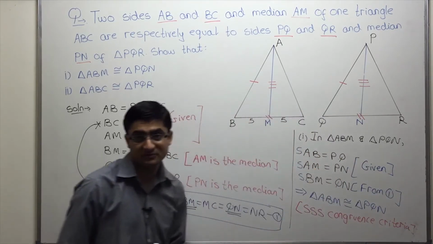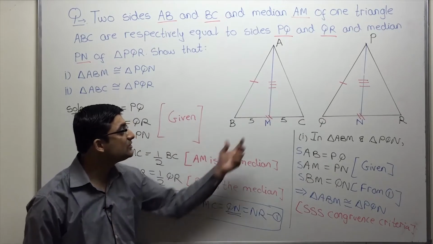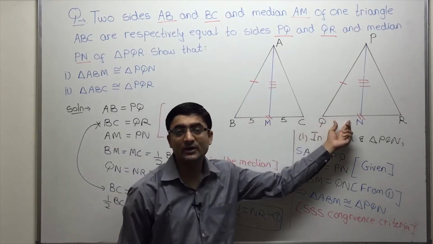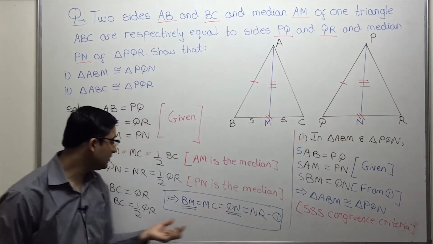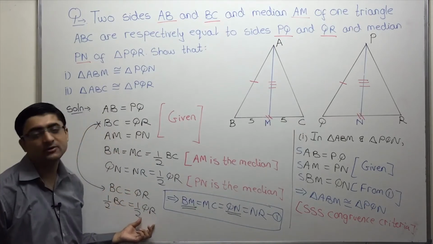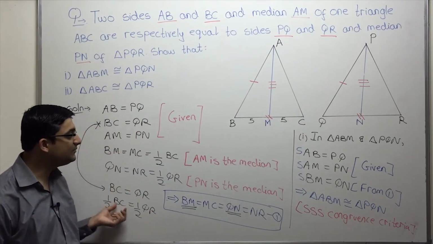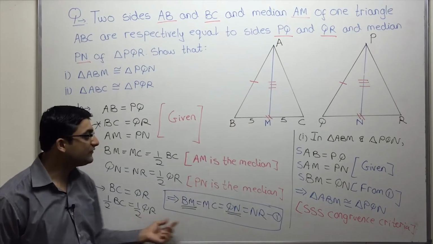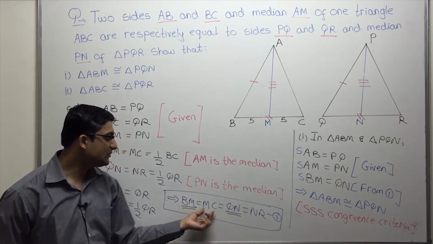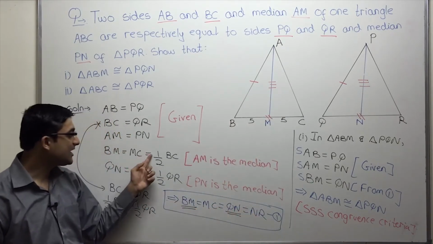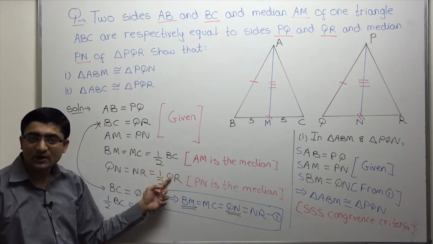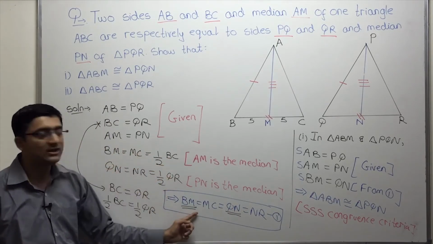So we're done with the first part. The very important thing in this question is proving BM is equal to QN. How do we do it? BC is given equal to QR. So half of BC will equal half of QR. Half of BC is BM, and half of QR is QN. So BM is equal to MC is equal to QN is equal to NR. All these four things are equal to each other.